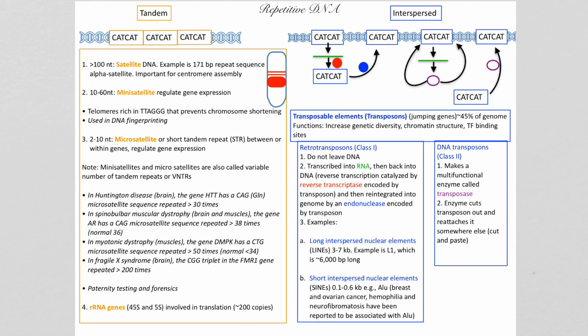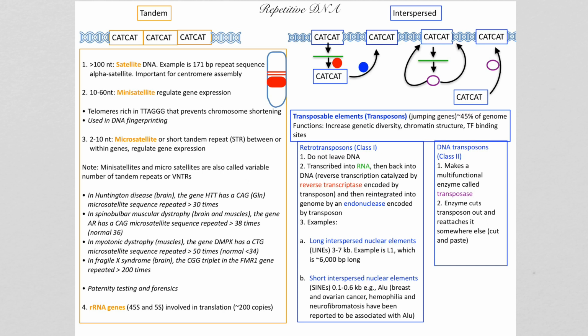And then finally, a few words about the interspersed repetitive sequences. These are kind of interesting because these are what we call transposable elements, or transposons. These are jumping genes. They can actually jump from one part of the DNA to another part of the DNA. So they actually move around in your DNA, which is kind of fascinating.